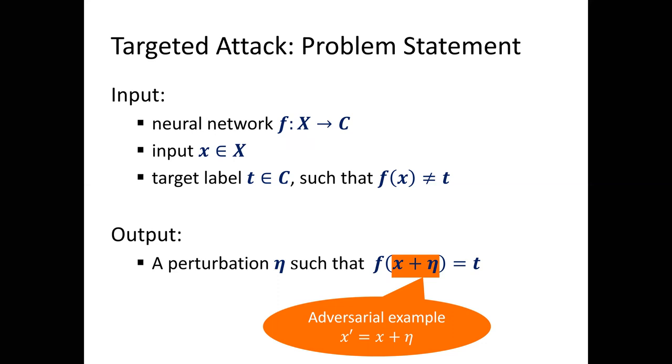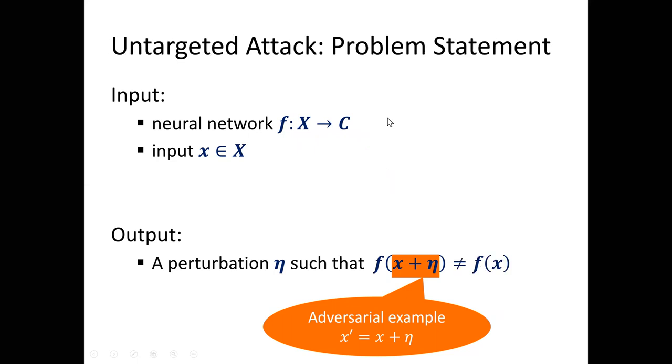What we do know is that this target label T is different from the label that the input X is classified as by the model F. Otherwise, if it's classified as T, there's nothing else to do. What we want to obtain is a perturbation eta such that when I change the input X to X plus eta, the adversarial example, the model F classifies this adversarial example as T. So that's the targeted problem statement.